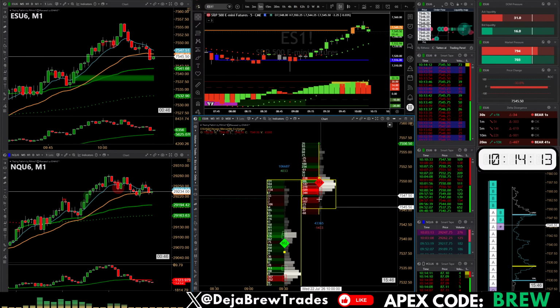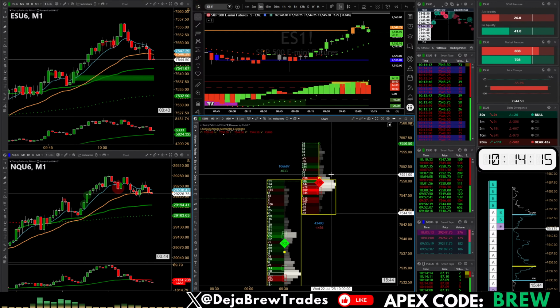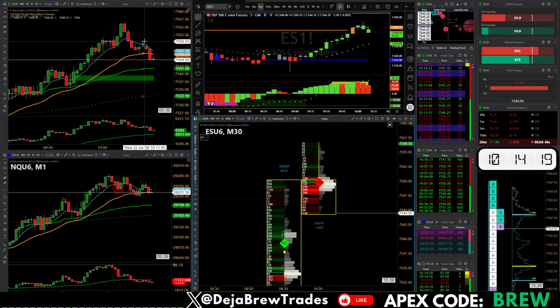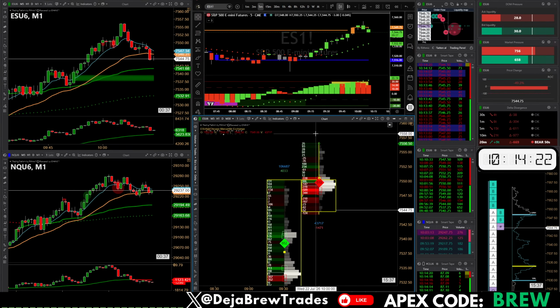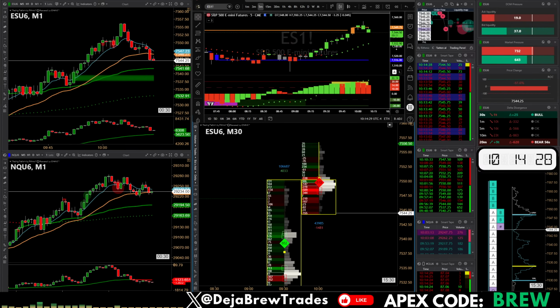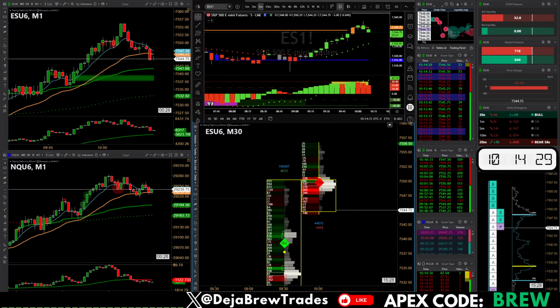Sellers protecting this node here. They tried to bounce back above that 51. They did not allow it. You can see that bounce right here. Turning into a little bit of a waterfall if they stay below that 1 minute trail, back down to 32.